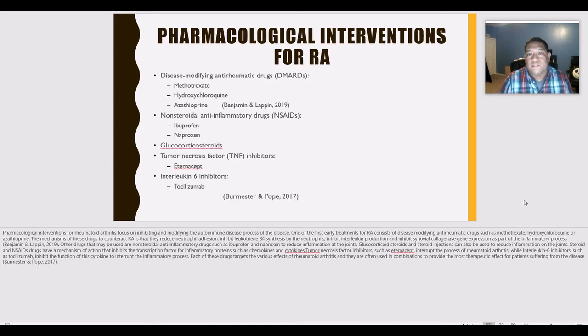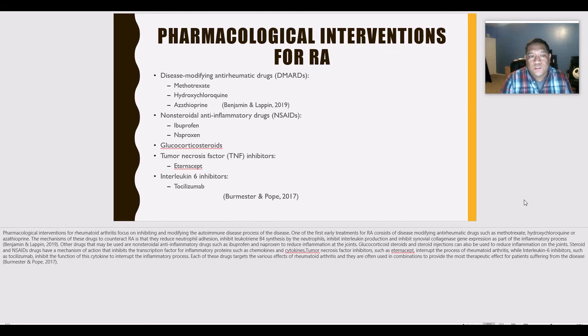So what are some interventions for RA? Well, pharmacologically, we have a few medications that can help combat the symptoms of the disease. First, with disease-modifying antirheumatic drugs, these are ones that block the process of the inflammatory response that occurs. This will reduce neutrophil adhesion, inhibit the leukotrienes, inhibit the synovial collagenase gene expression that all occurs during this inflammatory process.